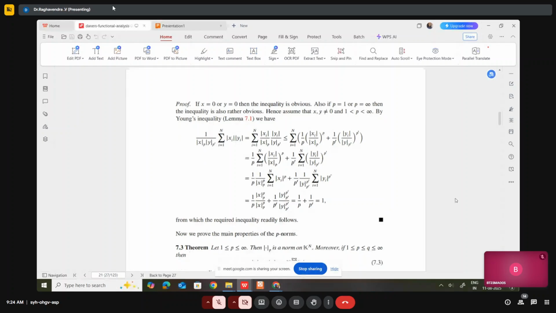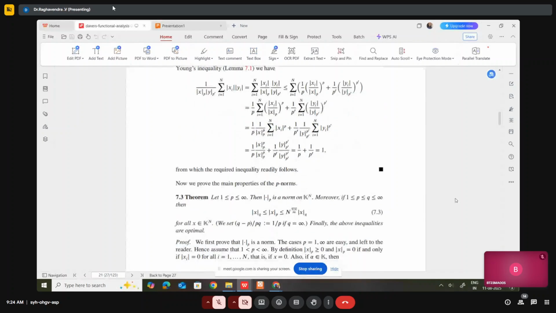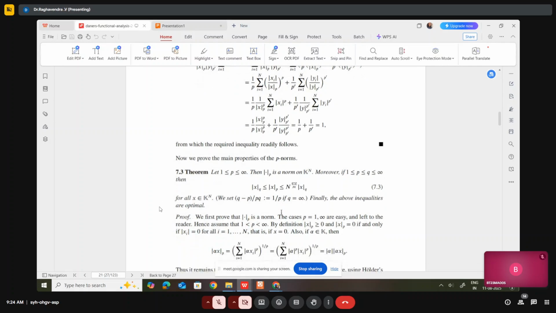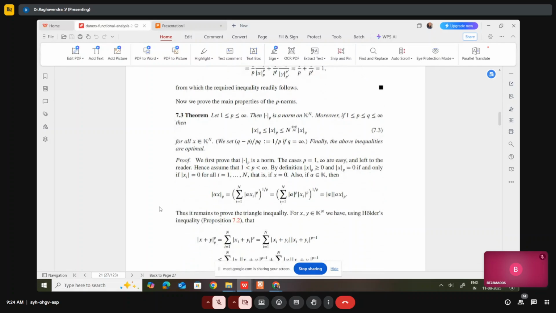As a consequence, if p is lying between 1 and infinity, then whatever the p norm that we have defined is actually a norm on K^n. And not only that, if 1 is less than or equal to p less than or equal to q, then norm x q is less than or equal to norm x p. This I also explained to you last time. I'll come back to this later.